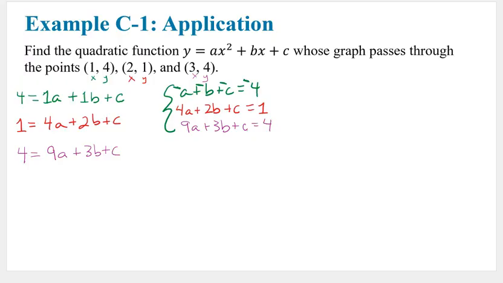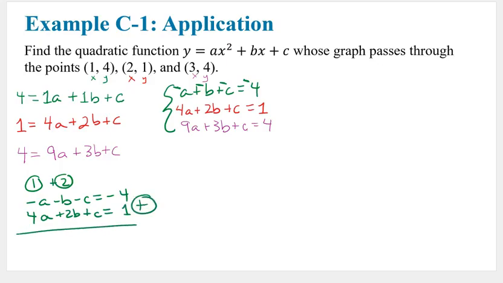So the first thing I'm going to do is add the first equation with the second equation. So I'm going to add 1 plus 2 the way they're written right now, with those negatives there. So negative a minus b minus c equals negative 4. And I'm going to add that to 4a plus 2b plus c, because that will make my c's go away, which I want. I want to eliminate my c's. So that would give me 3a plus b equals negative 3. So in my 2 by 2 that I need to solve, that would be my first equation, 3a plus b equals negative 3.